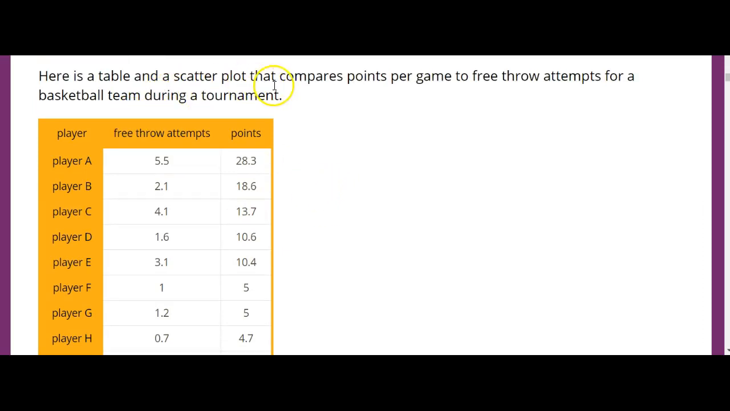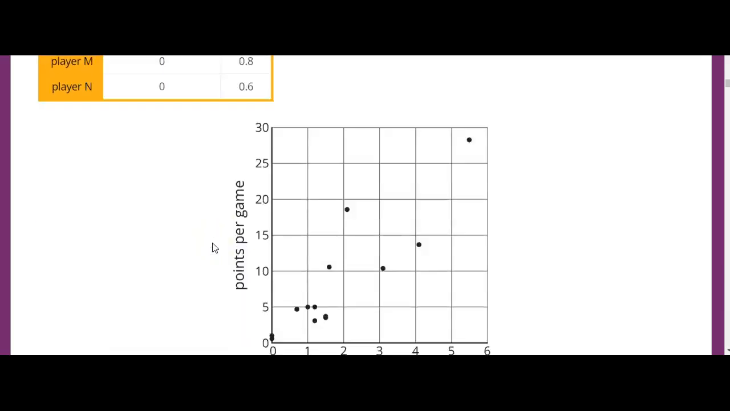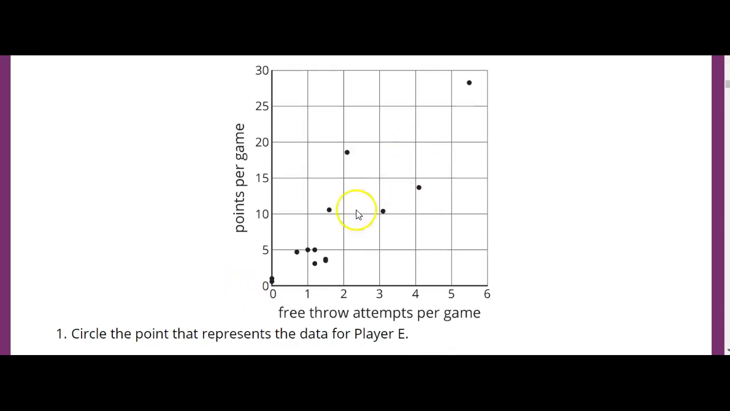Here is a table and a scatter plot that compares points per game to free throw attempts for a basketball team during a tournament. So player A took 5.5 free throw attempts in a game and averaged 28.3 points in a game. Okay? And then that continues here for B, C, D, E, and F. And it just continues. There's the scatter plot.